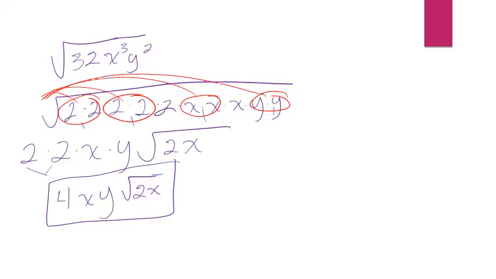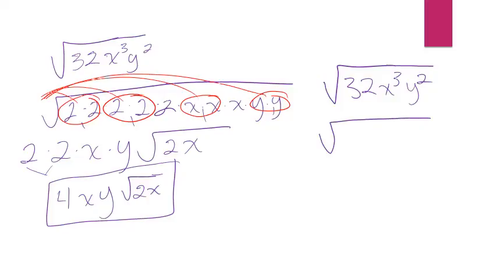Now let's look at an easier version of doing this. If we have this 32x cubed y squared, let's think of a perfect square that can go into 32. And I'm thinking of 16. 16 times 2. And then we have our x cubed and our y squared. Our 16 can come out. The square root of 16 is 4. And we still have a 2 left over here. I'm going to underline that so I don't forget it's there.